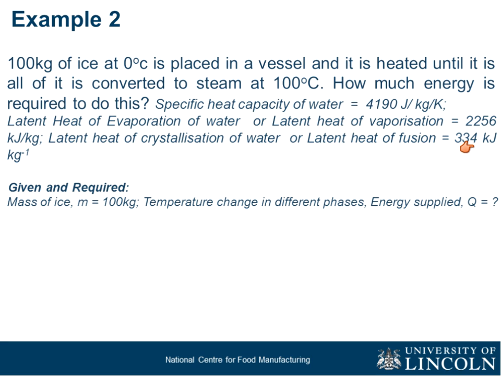334 kilojoule per kilogram. Now, the very first thing we want to do is to write out the given. We are given the mass of ice and the temperature change in different phases, and we want to calculate the energy supplied. We know that we are given the ice at 0 degrees. The ice will turn to water first at 0. So we are starting from ice at 0, and we need to go to water at 0.